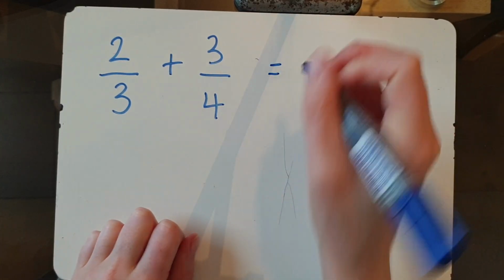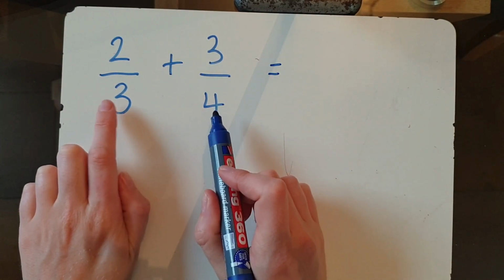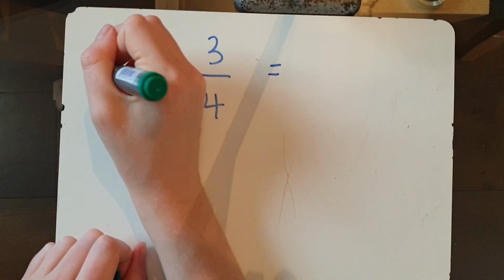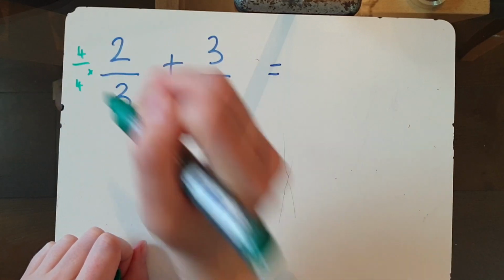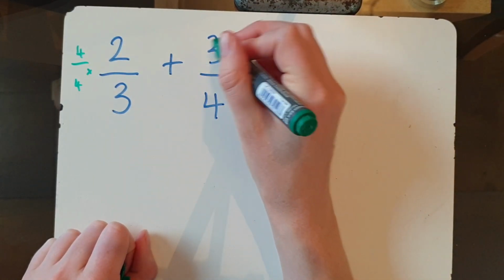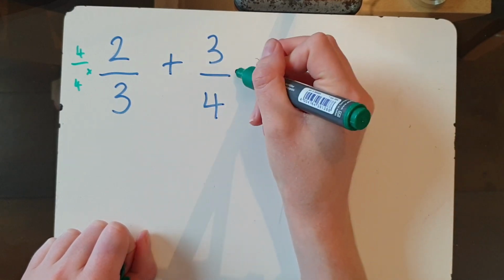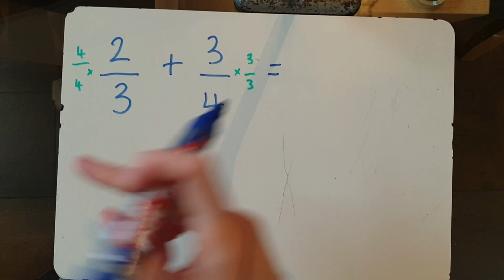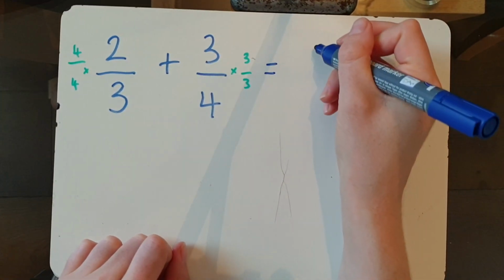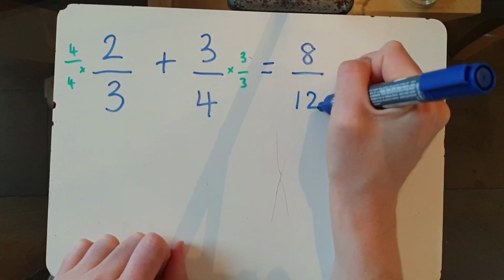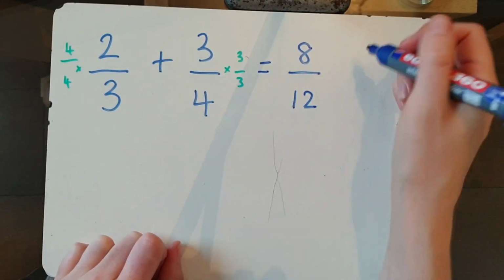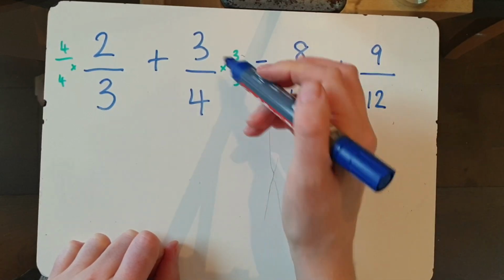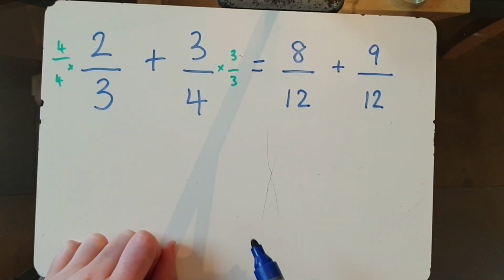So, these two numbers do not have any common factors, which means I'm going to multiply this first fraction by 4, both the numerator and the denominator, and I'm going to multiply this fraction by 3, both the numerator and the denominator. That means I end up with 8/12 as my equivalent fraction for 2/3 and 9/12 as my equivalent fraction for 3/4.